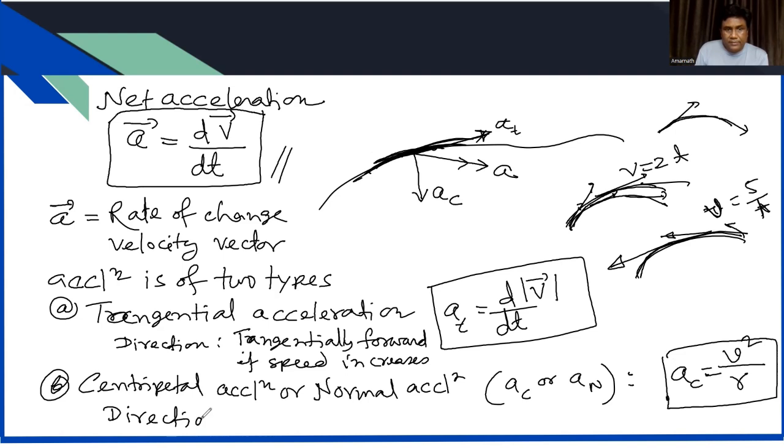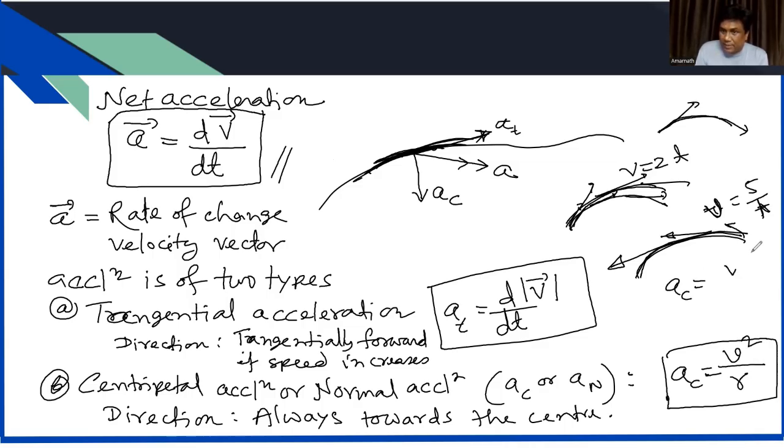Remember, we have got three formulae till now. Velocity differentiation gives net acceleration. Magnitude of velocity differentiation gives tangential acceleration. And speed square by radius is centripetal acceleration. That can also be written like this: speed is nothing but the magnitude of velocity, so this is the magnitude of velocity squared, divided by r. Like that also I can write. Both are the same thing.